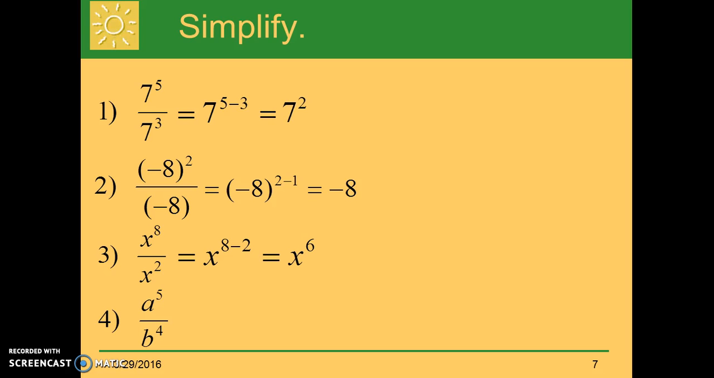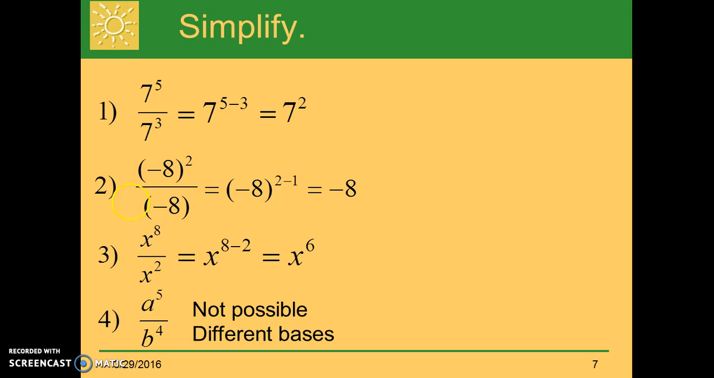Okay, are you noticing that the bases are not the same on this one? We have a on top as a base, and b is the base on the bottom. So since those bases are not the same, we cannot simplify. We won't be able to subtract these exponents. Okay, so again, it's not possible because they're different bases.